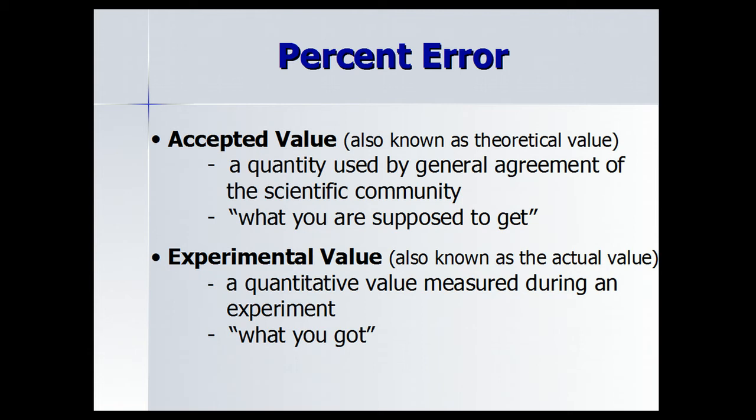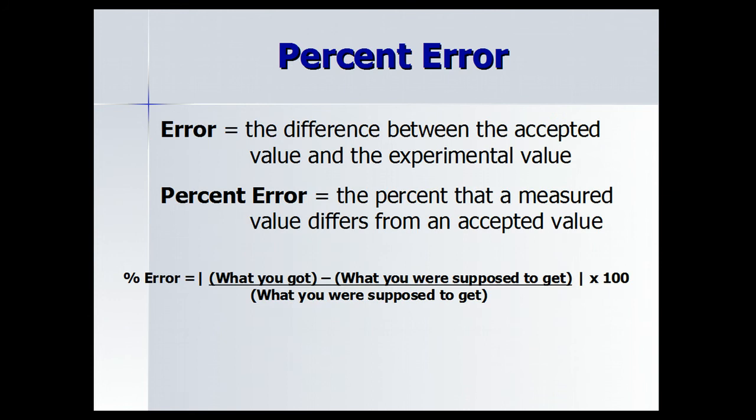And then the experimental value, also known as the actual value, is what you get in your experiment. Okay, it's the value that you got. So for percent error, you have just error. If someone asks you for error, it's the difference between the accepted value and the experimental value. But percent error is the percent that a measured value differs from the accepted value.